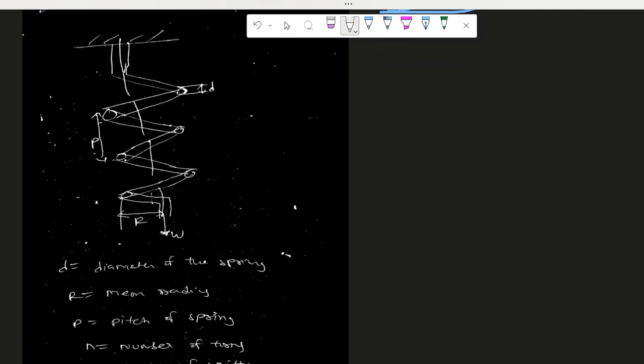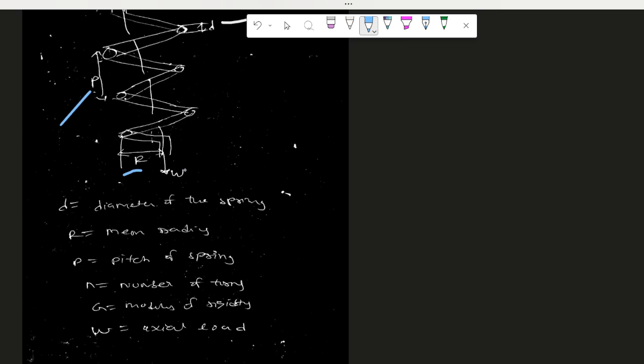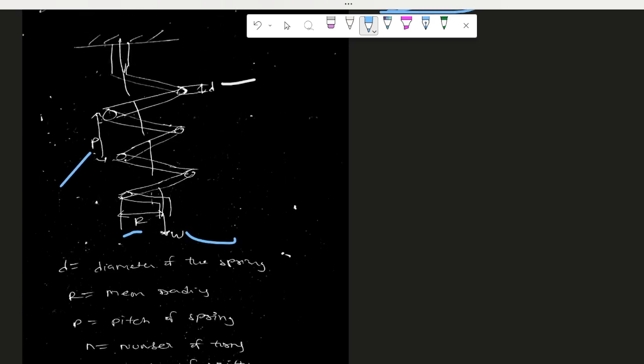The terms are defined as: d is the diameter of the spring, R is the mean radius, p is the pitch of the spring, n is the number of coils, G is the modulus of rigidity, and W is the axial load, the spring being subjected to axial load W.